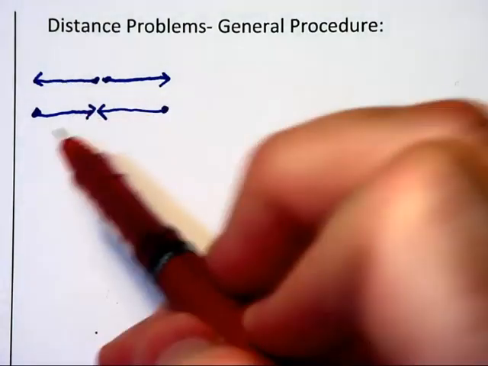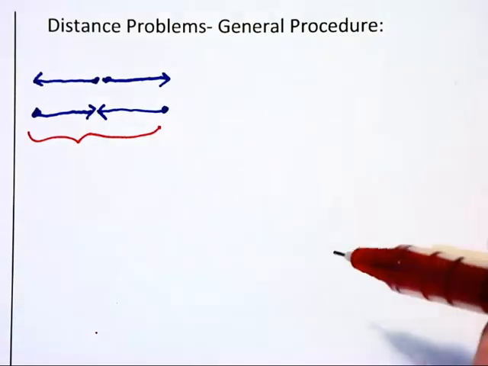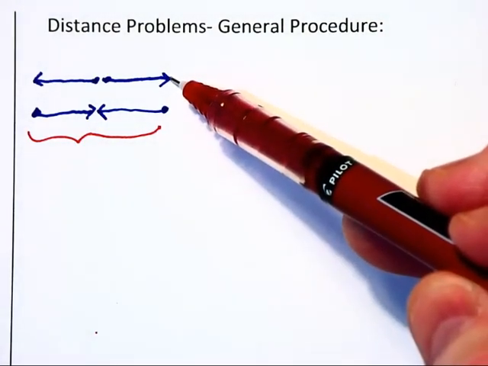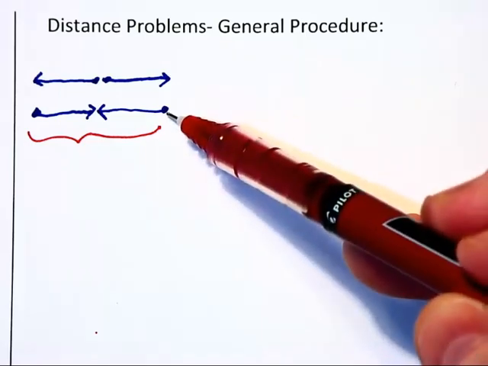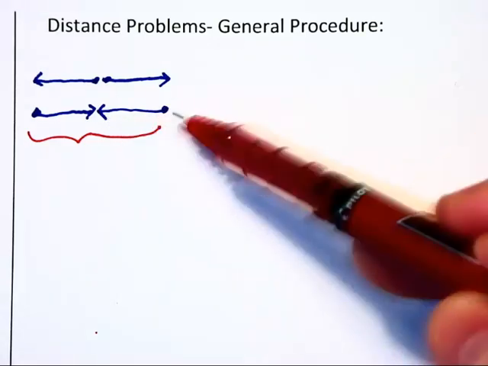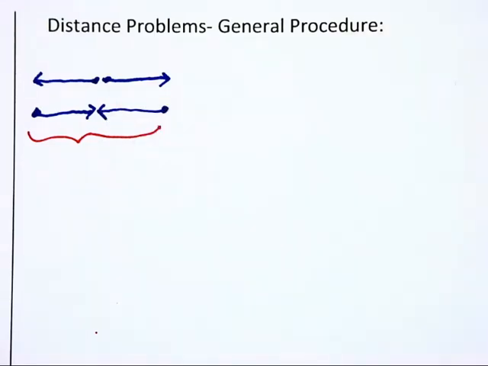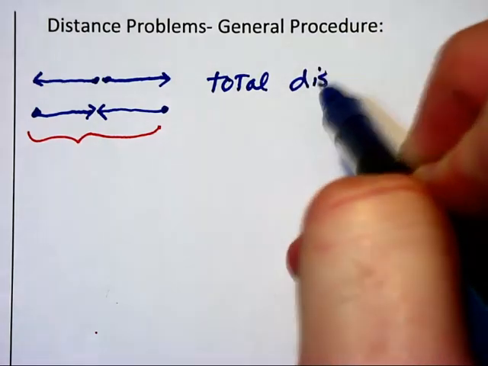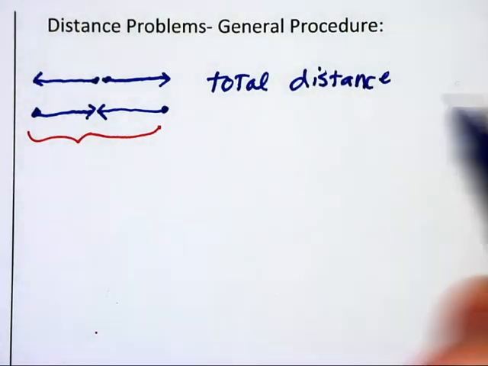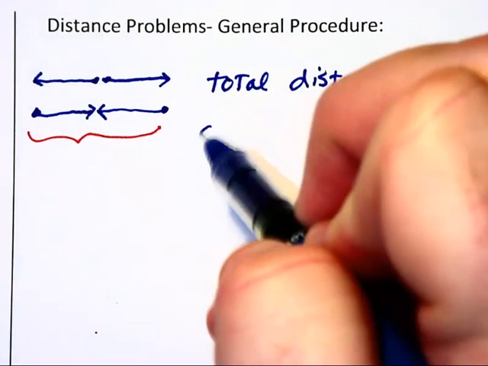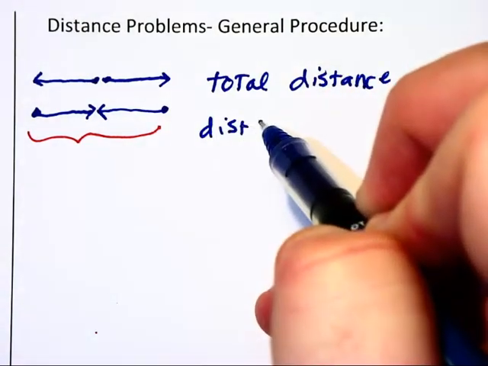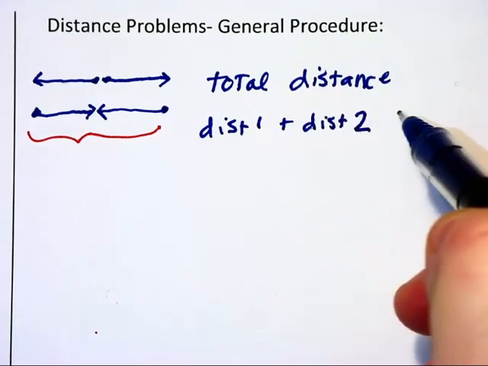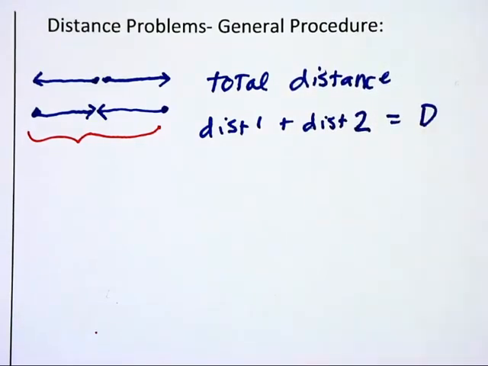Well, in both of these cases, you are given a total distance, either a total distance of how far apart they will be after they travel away from each other, or a total distance they start at until they meet each other. So I like to call this the total distance pattern. And when you're dealing with the total distance pattern, you have the distance of vehicle 1 plus the distance of vehicle 2 adding up to a total distance D.